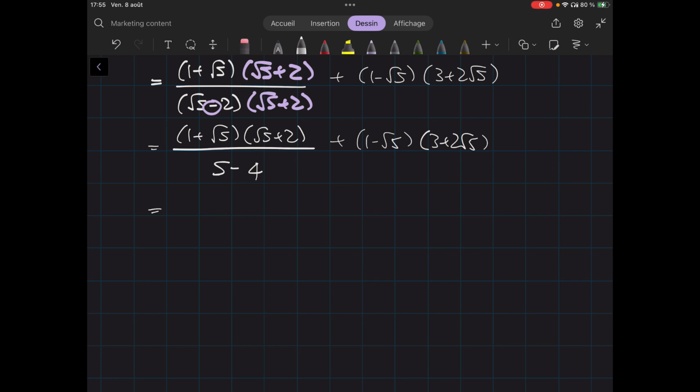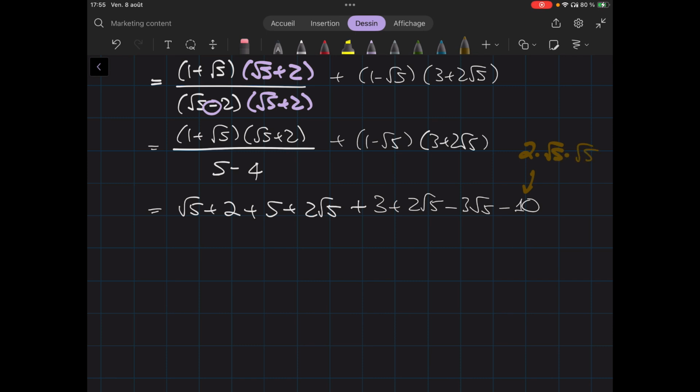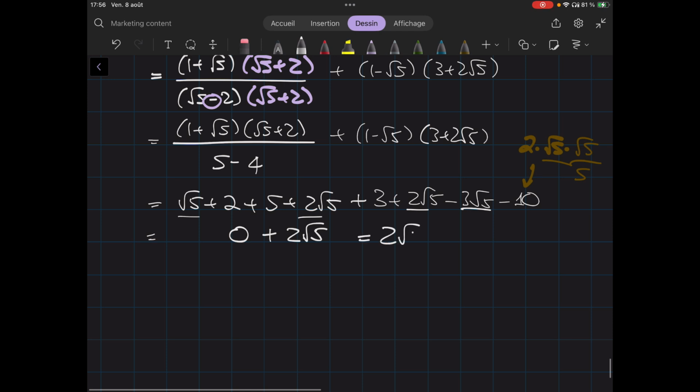Look at the first term, 1 plus root 5 times root 5 plus 2. So, root 5 plus 2 plus 5 plus 2 root 5. Similarly, for the remaining two terms, 3 plus 2 root 5 minus 3 root 5 minus 10. I got 10 because it is 2 times root 5 times root 5. And root 5 times root 5, that is 5. Minus 2 root 5, plus 2 root 5, sorry. And the constant, 0. So your final answer is 2 root 5.